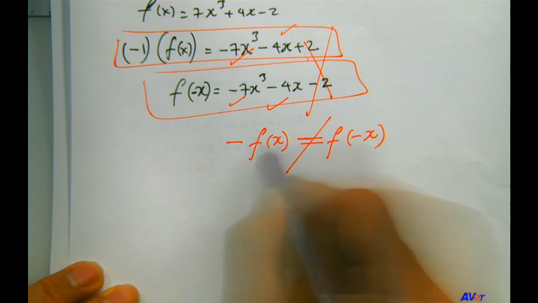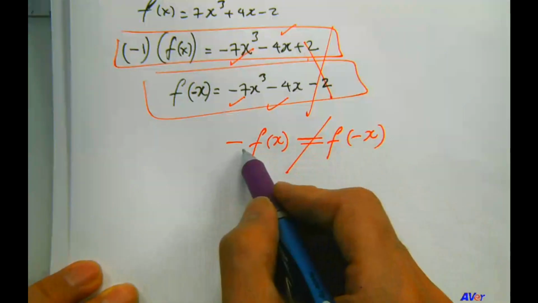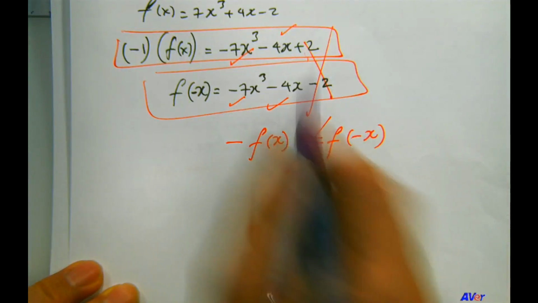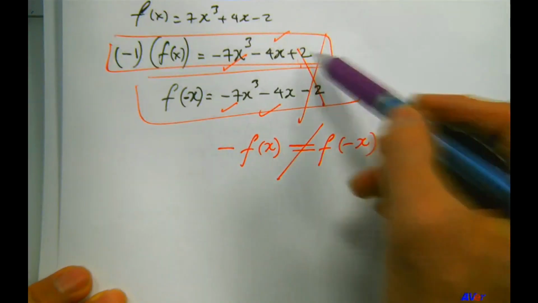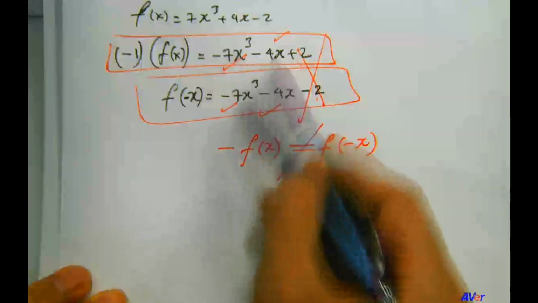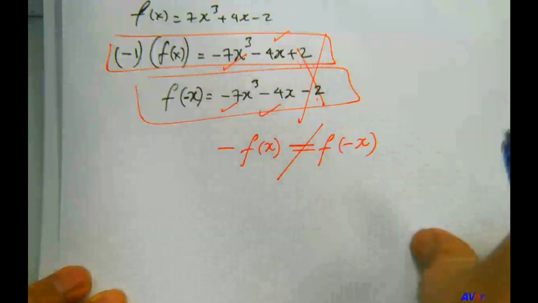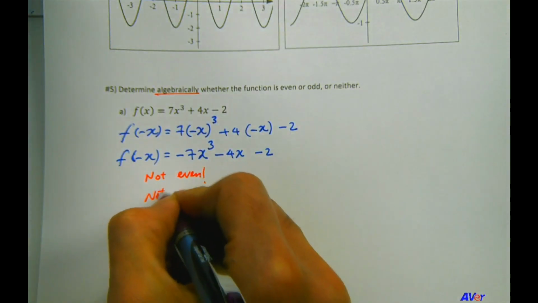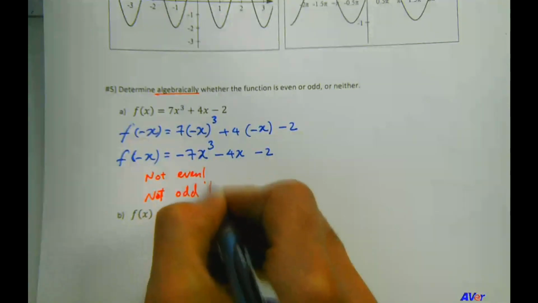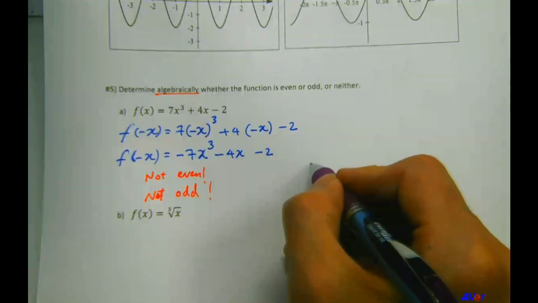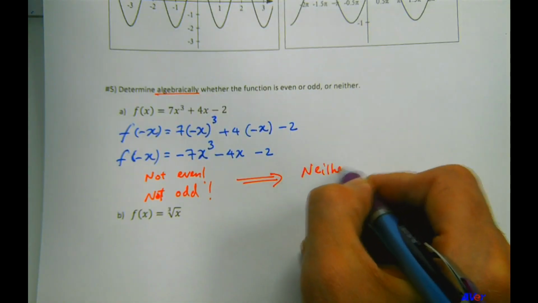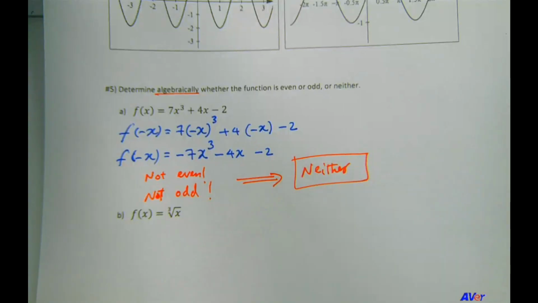If these two are equal, then you have an odd function. But if they're not, just like what I've shown, the third term is not equal. The first two terms are, not the third term. So we do not have an odd function either. Not odd. So it is in fact neither. Neither is the correct answer here. It's neither even nor odd.